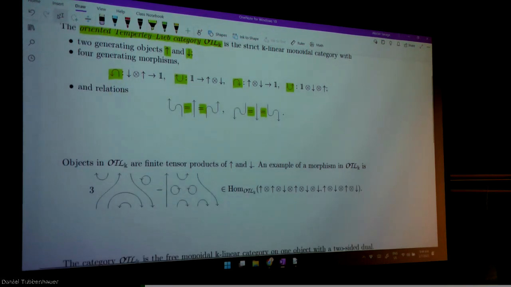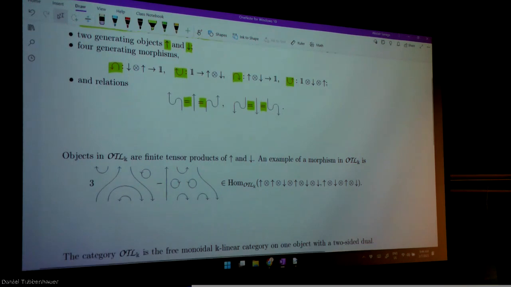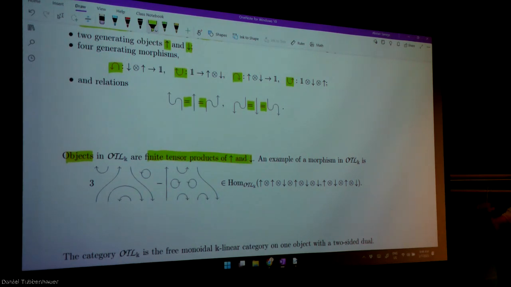Okay, so what does this category look like concretely? So objects in this category, because we just have these two generating objects, up arrow and down arrow, the objects are just finite tensor products of those two objects. So up, tensor down, tensor up, arbitrary tensor products, and the empty tensor product, which is the unit object. And then morphisms are any diagram that we can build with cups and caps oriented to the left or right, and identity morphisms, which are just strands pointing straight up or down.